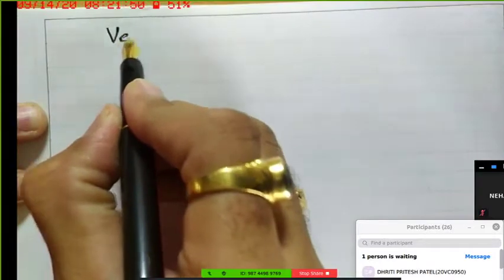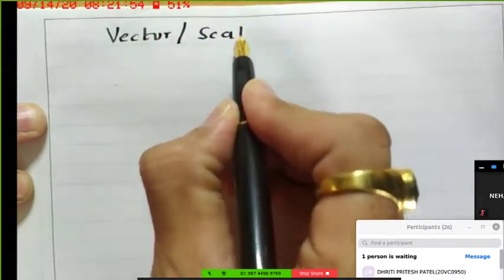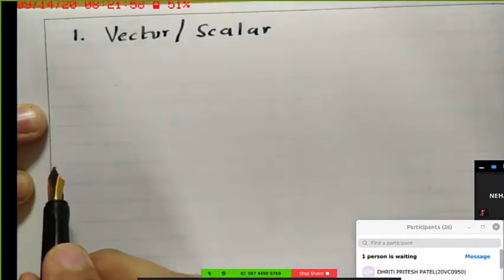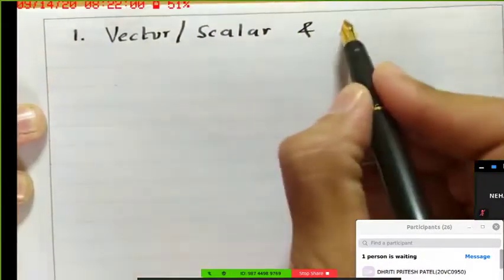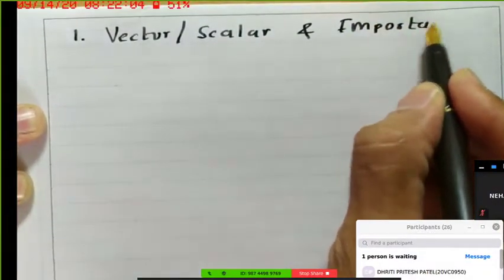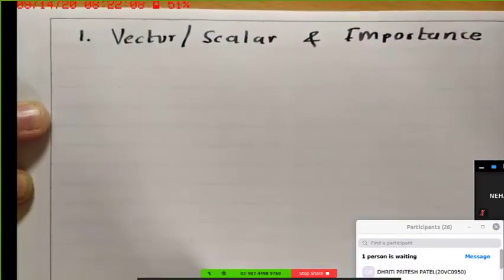We started with vector and scalar and the definition. That was the first thing. Do you remember? And the importance. Which is more important, vector or scalar? What was your answer? Both.